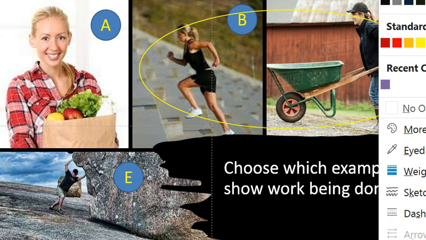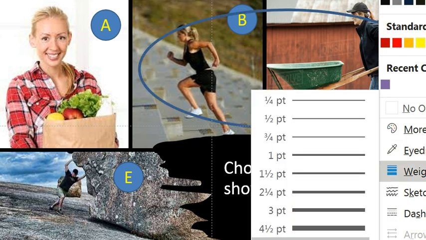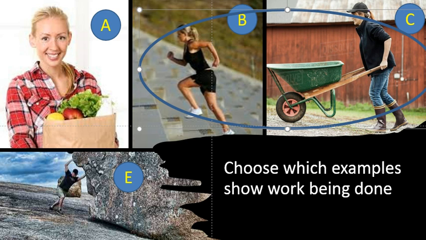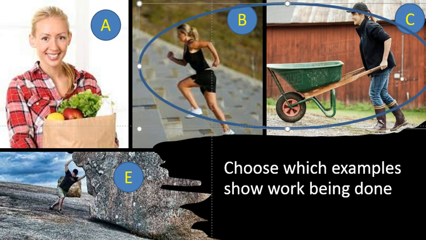Let me change this up here. I'm sorry, B and C. B and C are examples where there is work being done because there's motion, right? There's movement going on in those examples. A, the person is just holding on to that bag of groceries. Nothing is moving. E, the person is really putting forth a lot of force, but the rock is not going to move. So B and C, we have movement. So B and C, there is work.